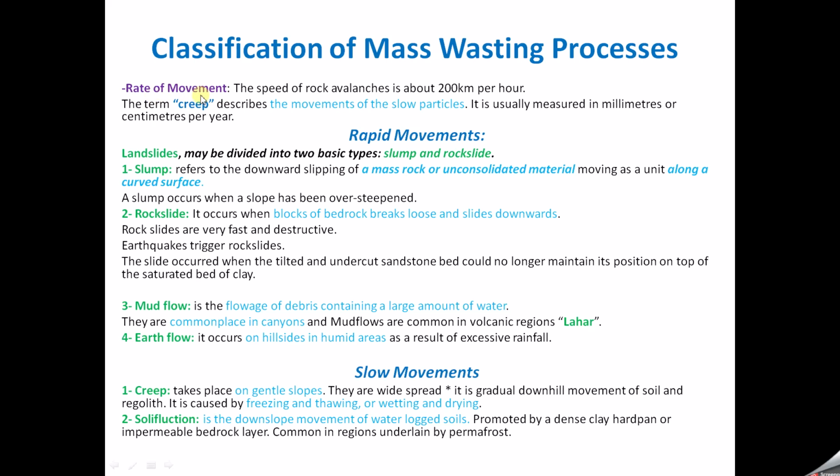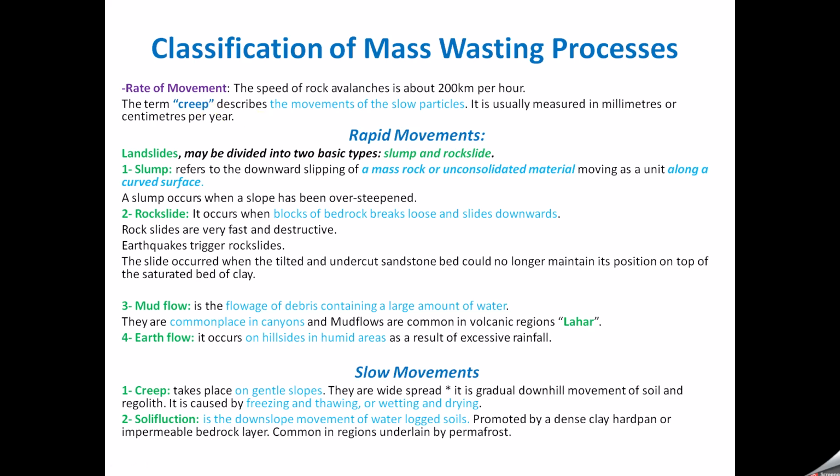The third classification, rate of movement. We have rapid movement and slow movement. Let's see some information here. The speed of rock avalanches is about 200 kilometers per hour. That's so fast. The term creep describes the movement of slow particles. It's usually measured in millimeters or centimeters per year. So it's a contrast between high-speed avalanches and very low-speed creeps.